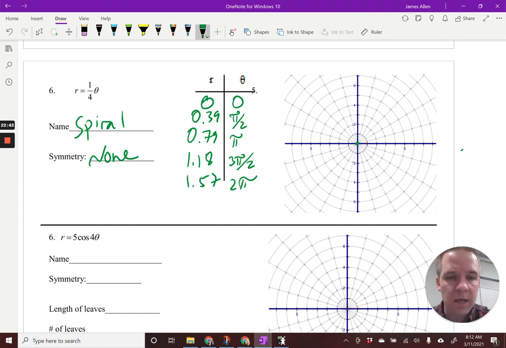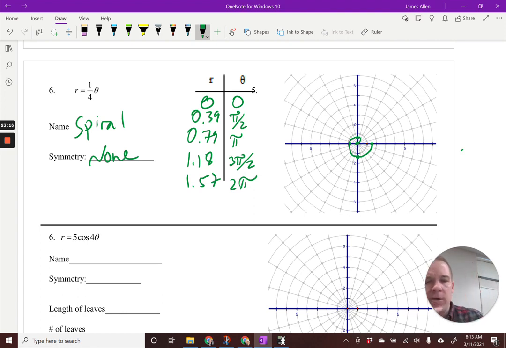So I got 0. Okay, now we're good. And we got pi over 2, 0.39, which would be right up there. And then we have pi and 0.79, so still less than 1. And then we've got 3 pi over 2, and now we're a little bit bigger than 1 at 1.18. And then at 2 pi, we're at 1.57, so a little about 1.5. So my spiral will look like that. How exciting, right? There it is.